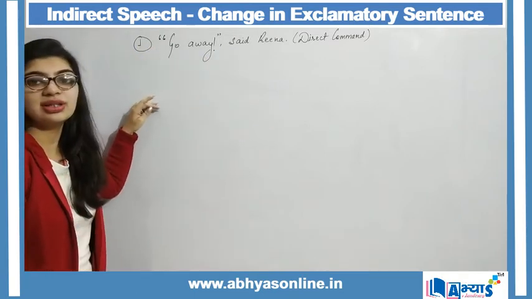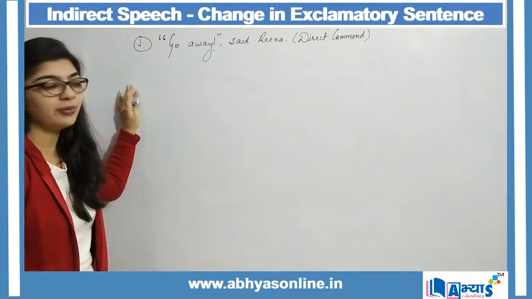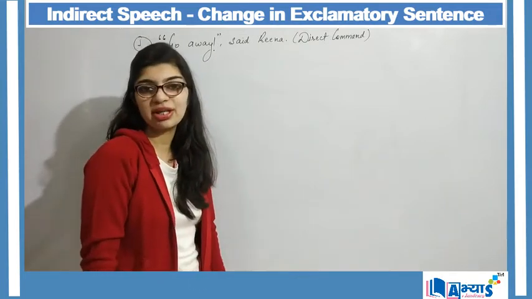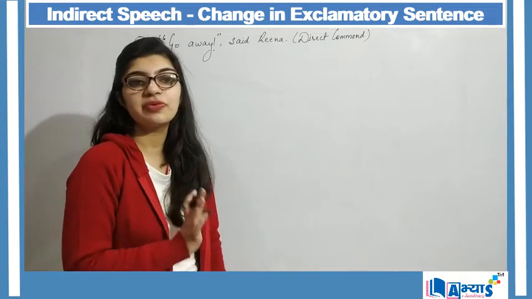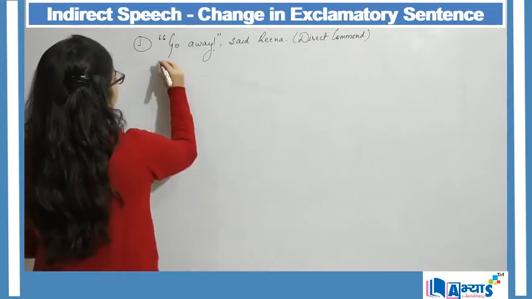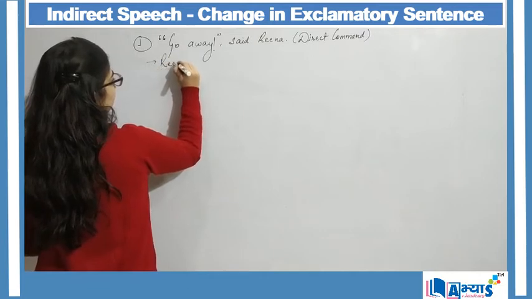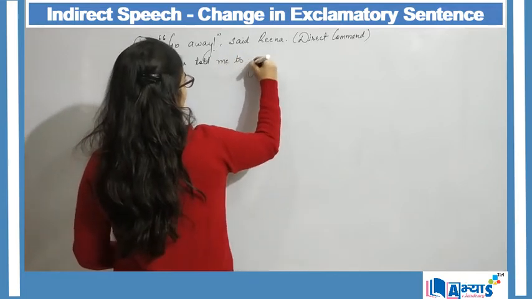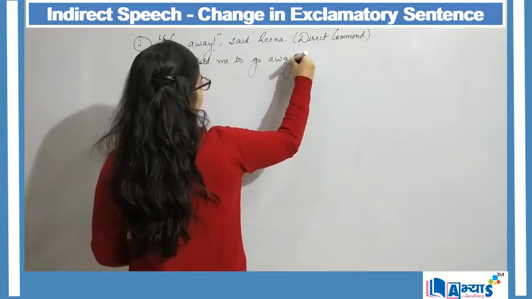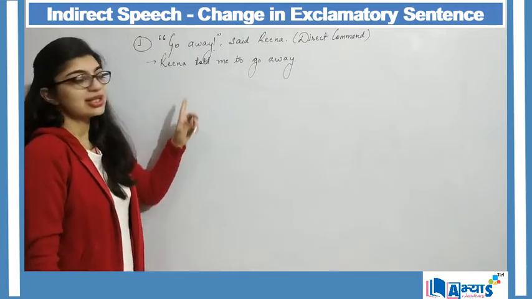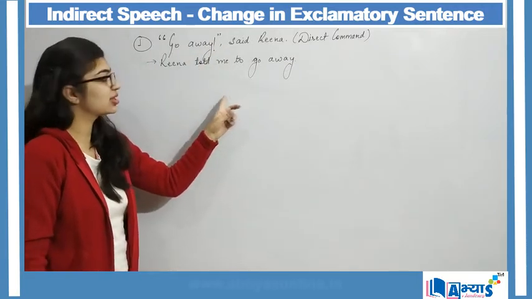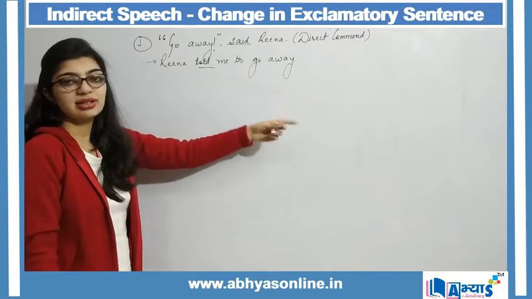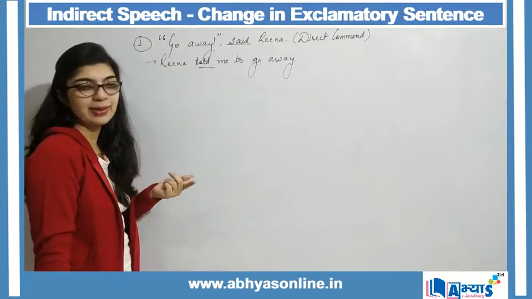Now I want to convert this sentence into indirect form. I said that while converting into indirect form, we have to remove the exclamation mark. And then we make use of special words. Here I will say, Reena told me to go away. Now here notice that the exclamation mark is not used. Said changed to told. Rest, the meaning of the sentence remains the same.